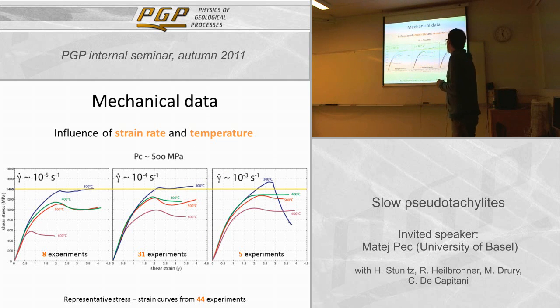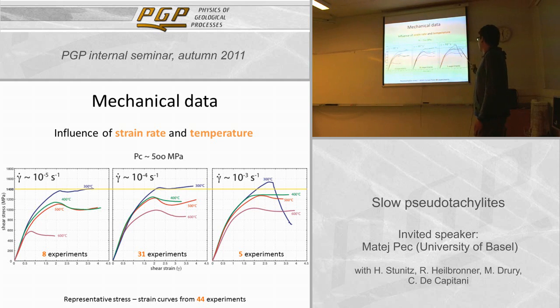Now if we have a short look at the mechanical data, those would be the results from the experiments at 500 MPa. We see three strain rates, 10^-3, 10^-4, and 10^-5. And we see a clear temperature dependence, where the 600 degrees C experiments are always the weakest. Then the 500 and 400 degrees C experiments, oddly enough, seem to be very similarly strong. And the 300 degrees C experiments are always the strongest. There's also a slight strain rate dependence, which is mostly pronounced in the high temperature samples.